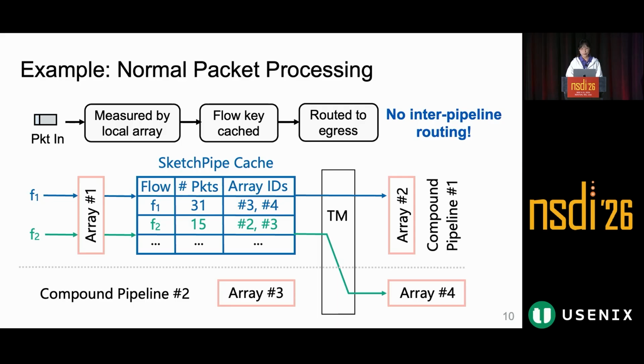Okay, let's look at an example. Suppose a packet of flow F1 enters pipeline 1. In SketchPipe, this normal packet is measured by the local sketch array if one exists. Then, before the packet leaves the ingress pipeline, SketchPipe caches its flow key. The cache entry records the flow key, the packet count for that key, and the IDs of the sketch arrays that still need to measure this key. After that, the normal packet is routed to its egress as usual. The important point is that there is no inter-pipeline routing for normal packets, and normal packet processing remains almost unchanged.